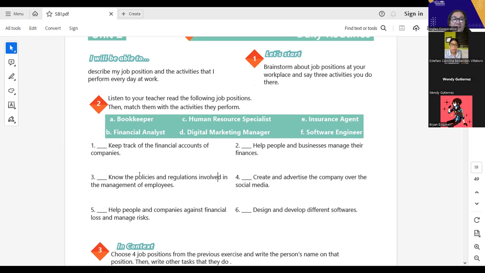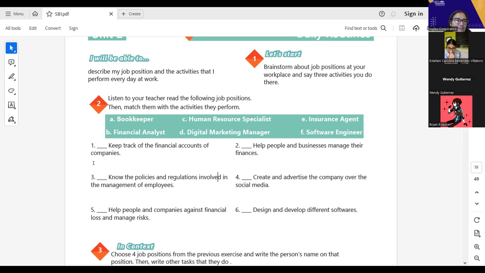So here we've got the concepts. Keep track of the financial accounts of companies. Help people and business manage their finances. Know the policies and regulations involved in the management of employees. Sorry, create and advertise the company over the social media. Help people and companies against financial loss and manage risk. Design and develop different softwares.